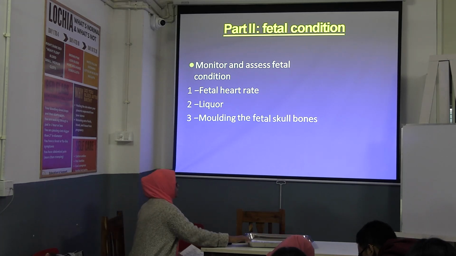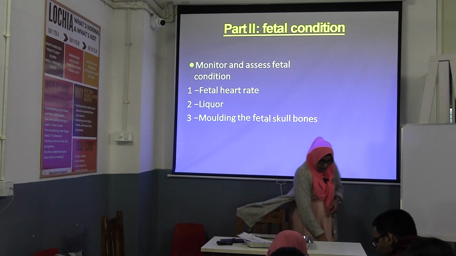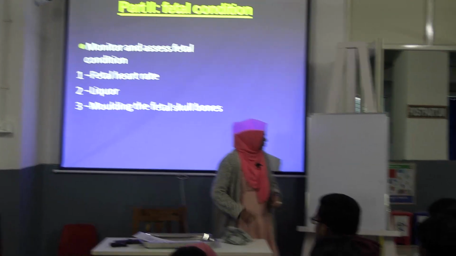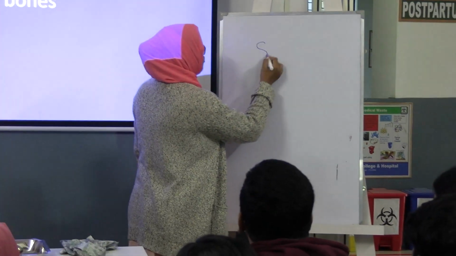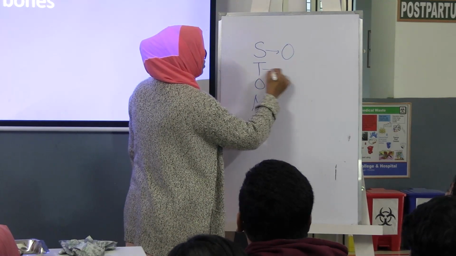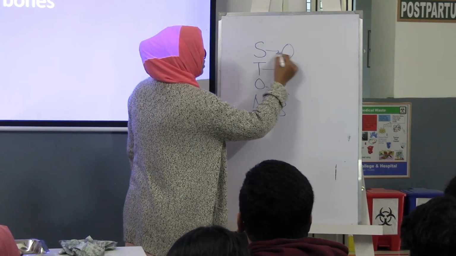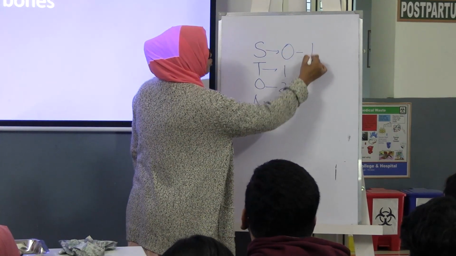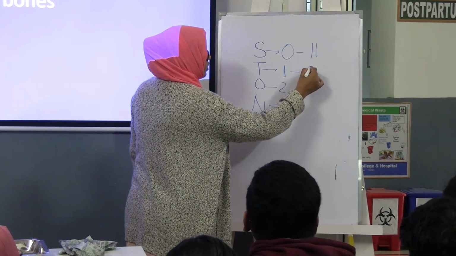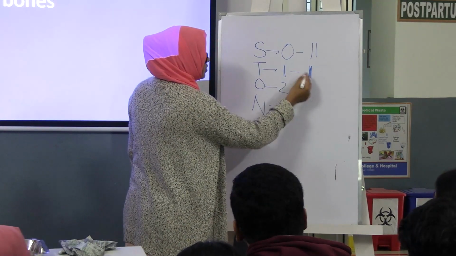Molding. For molding, there is a mnemonic. Okay, grade 0, grade 1, grade 2, grade 3. Grade 0 means the sutures are separated. Grade 1 means they are just touching each other. The fetal sutures are just touching each other.